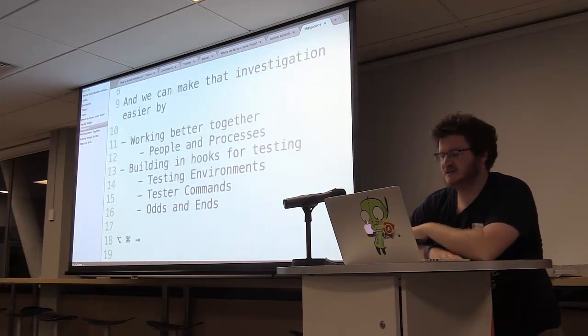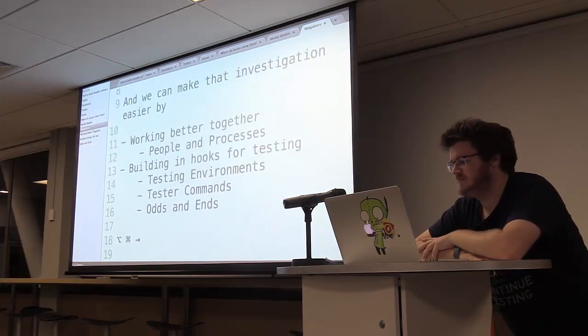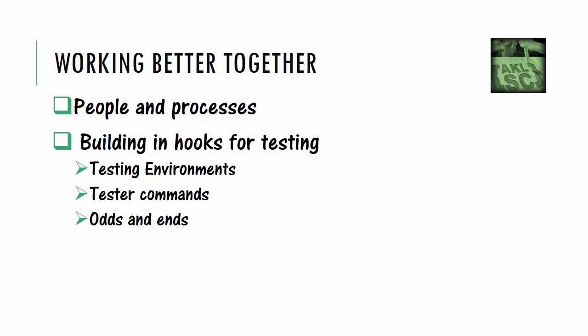And we can actually do this in many ways other than coding. We can do it by working better together. We can do it by thinking about our people and processes. And yeah, we can do it by a little bit of coding. We do it by building in hooks in our system for testing. So we can have testing environments.